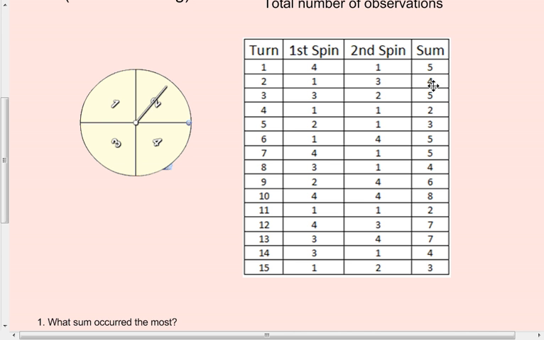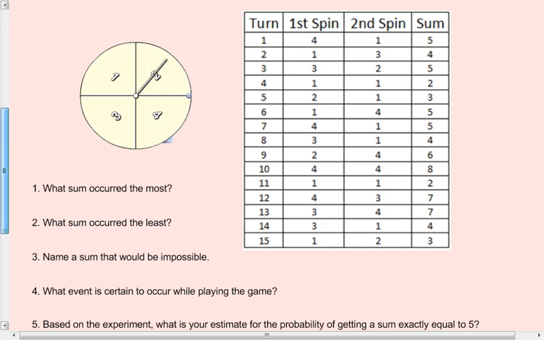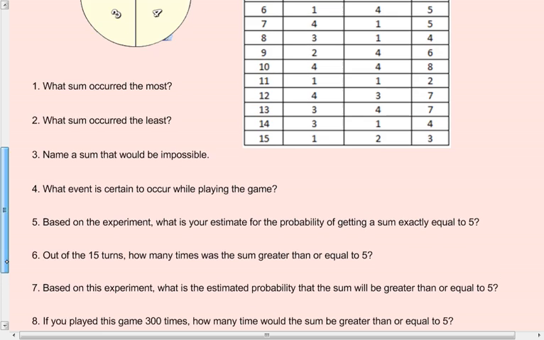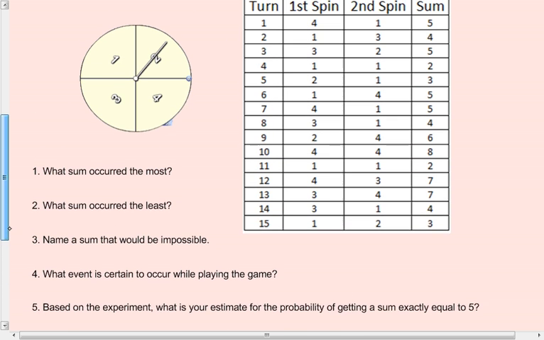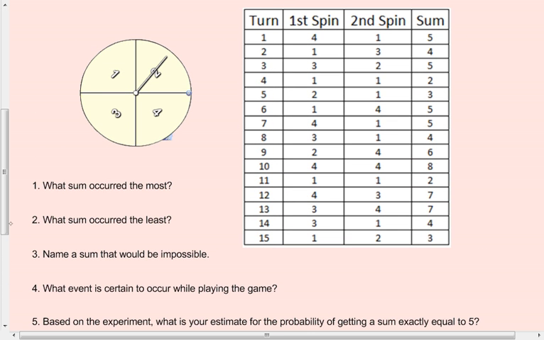Okay. From here, the students are then to answer a bunch of questions based on the experiment. The first question is, what sum occurred the most? A lot of times it may be difficult to see that just by looking at the chart. So I often have the students organize this a little differently.